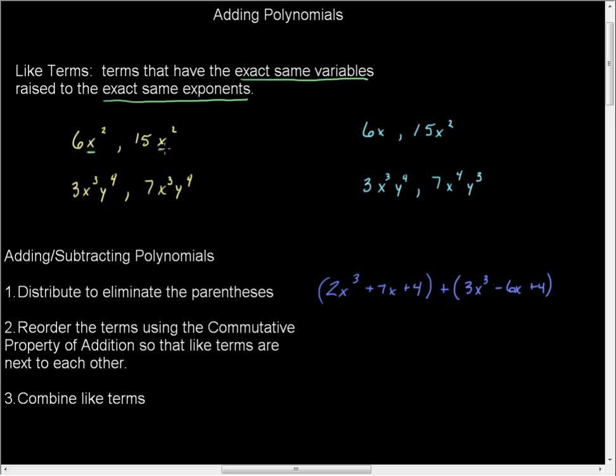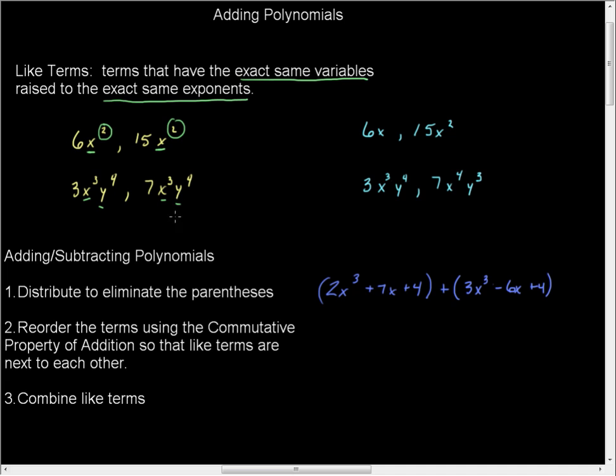Okay, so we check the variables. They're both x, good. And then we check the exponents. Oh, okay, well that's good. They're the same. So these are in fact like terms, because they share the exact same variables with the exact same exponents. In the second example here, again, we check for the variables.